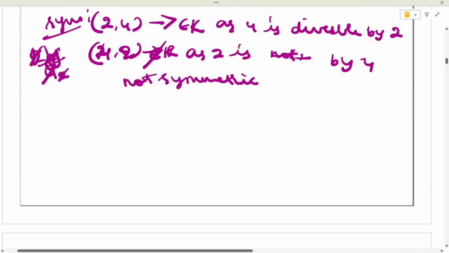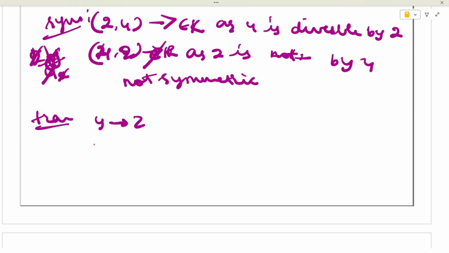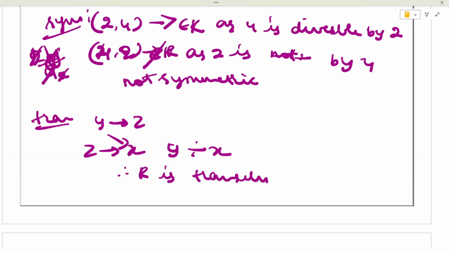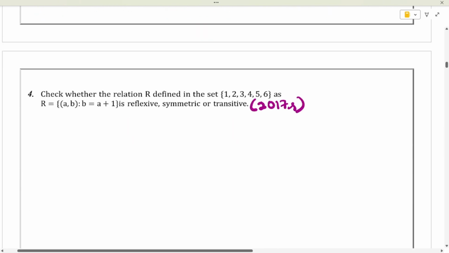Let's see the condition of transitive. I hope you know the transitive condition. For the transitive condition, let's take y that is divisible by z, and z that is divisible by some x. Then y is divisible by x, so you can say that it is transitive. Now you can say here it is reflexive and transitive, but it is not symmetric.